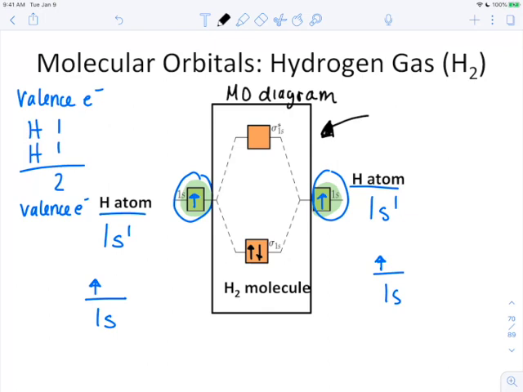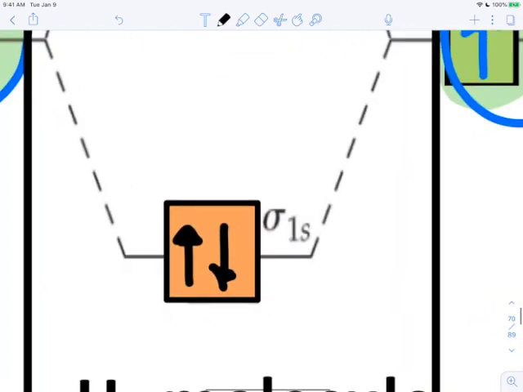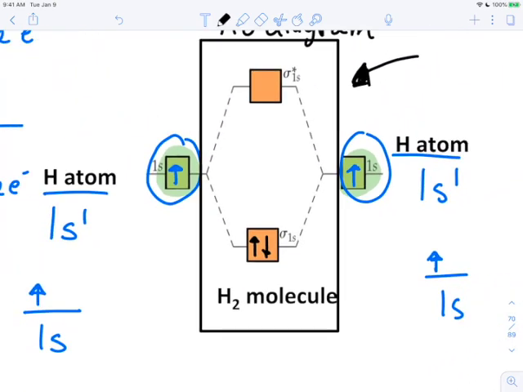All right, so next up, let's get to those two 1s's. Down at the bottom, there is a sigma. Remember, the sigma is that direct overlap. It's kind of the skeleton of the molecule, and it comes from the 1s orbital. So there's an overlap between the 1s's from hydrogen, and that's how we make this sigma 1s.